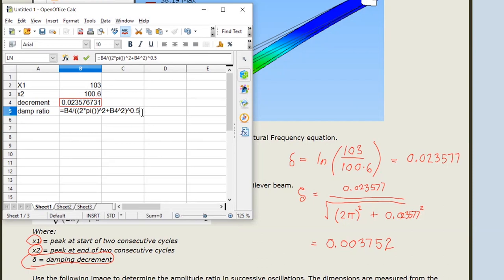Counting up brackets here. 1, 2, 3, 2, 1, 0. Okay, so that should work. Yep, still getting that same number, 0.00375. So that looks like the number. It looks like the damping ratio.